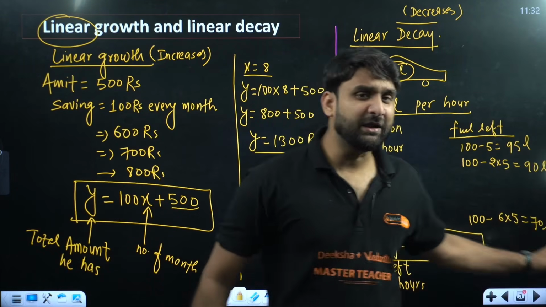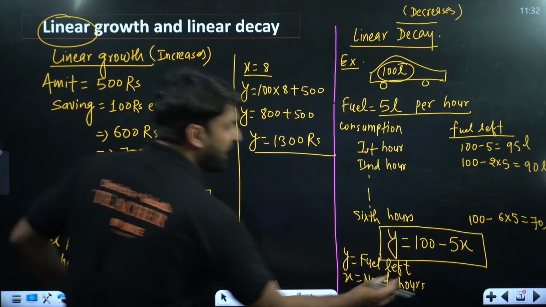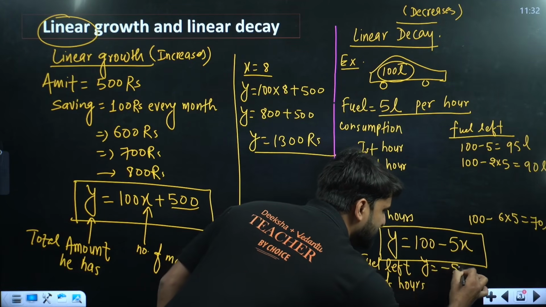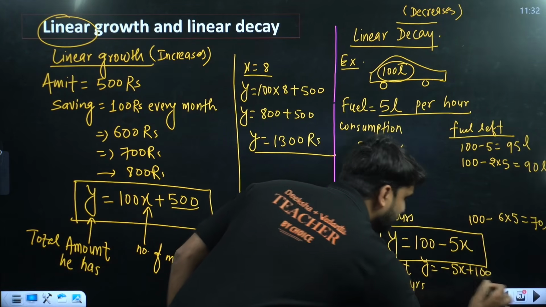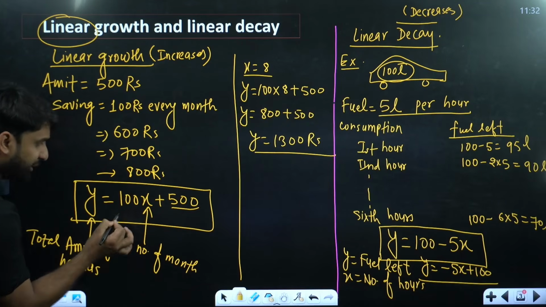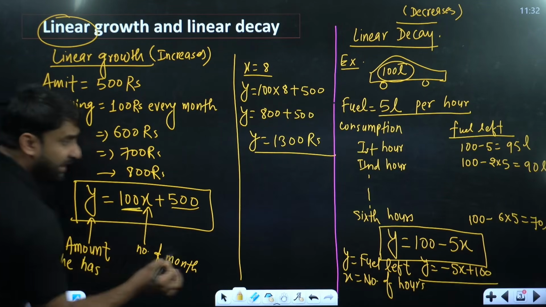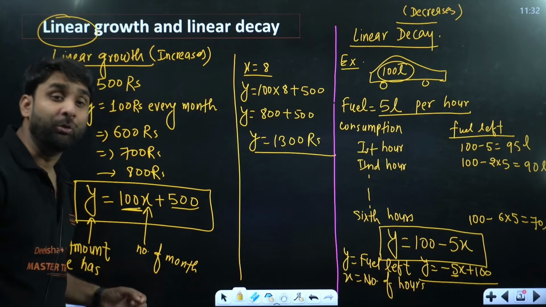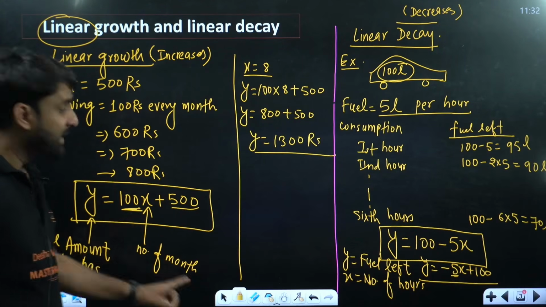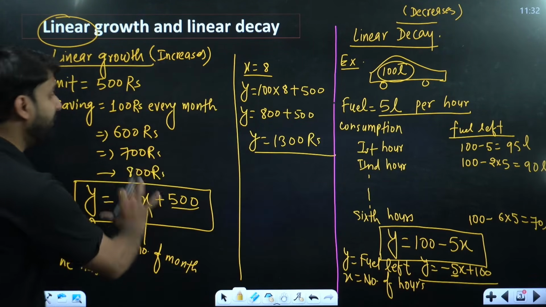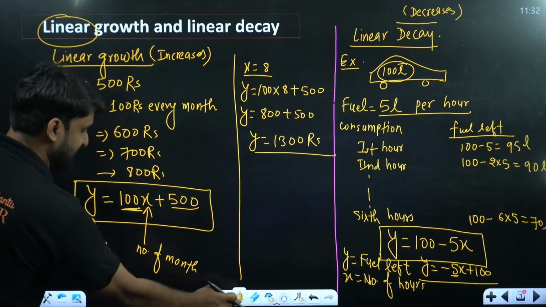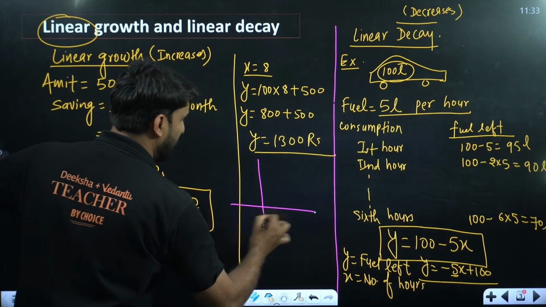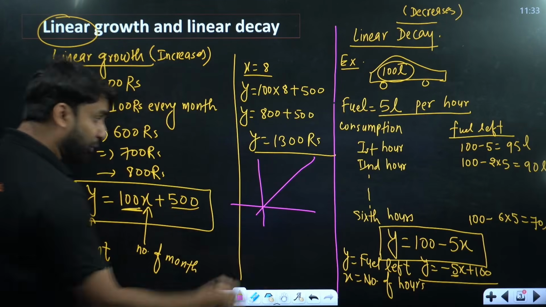But here in linear decay, if we arrange this equation in such a way, y is equal to minus 5x plus 100. Can you see here? The coefficient of x is positive here, and here the coefficient of x is negative. And this is called slope. This is positive slope and this is negative slope. So if we draw the graph of this situation, the graph will look like this. The positive slope.